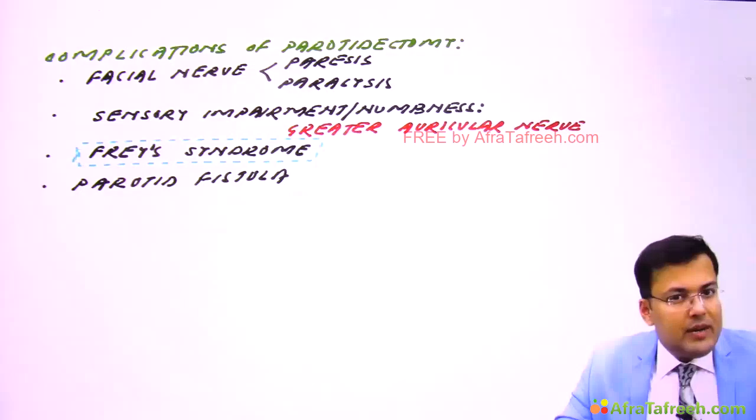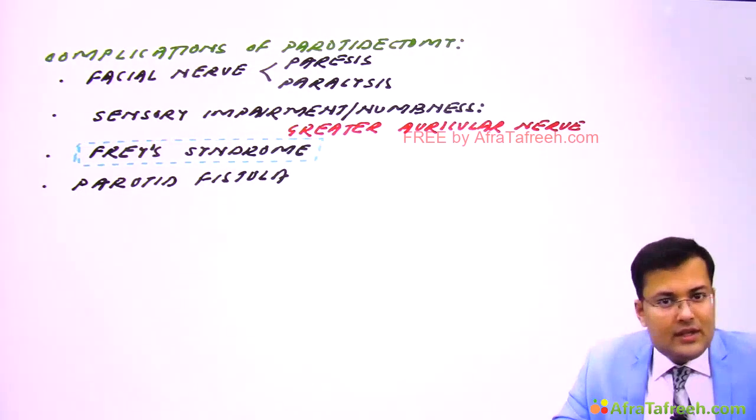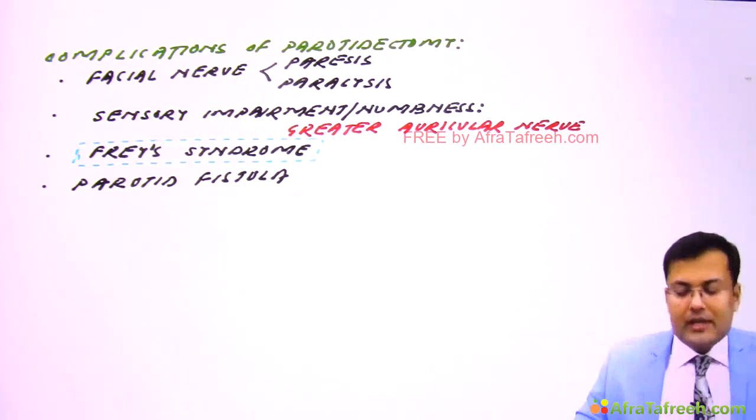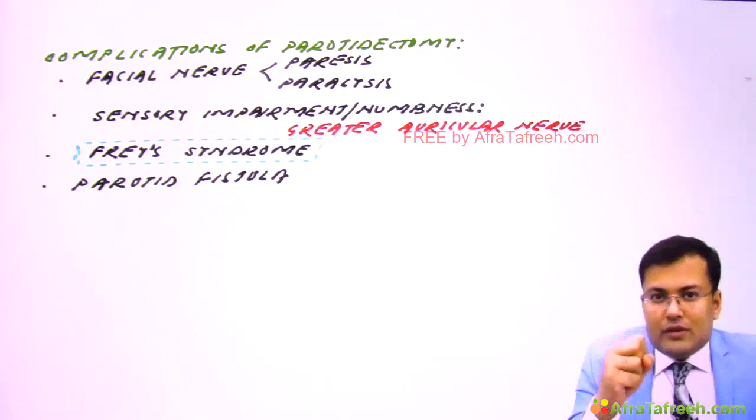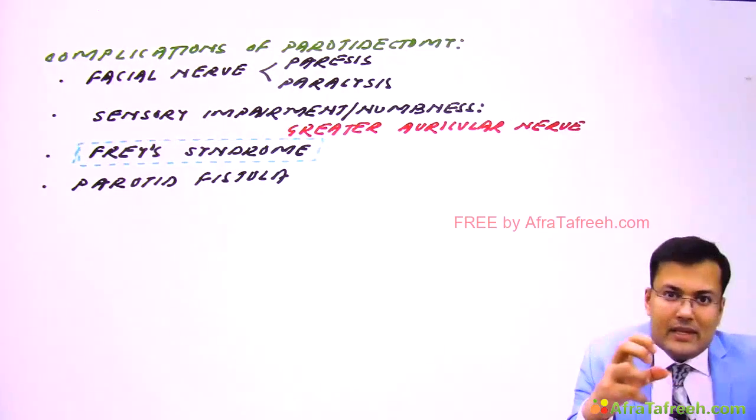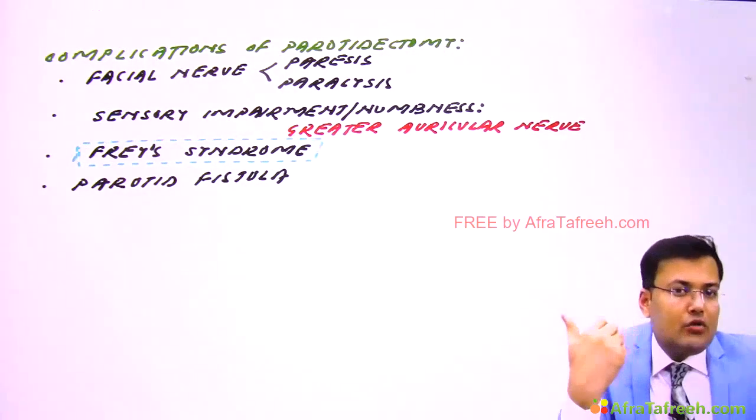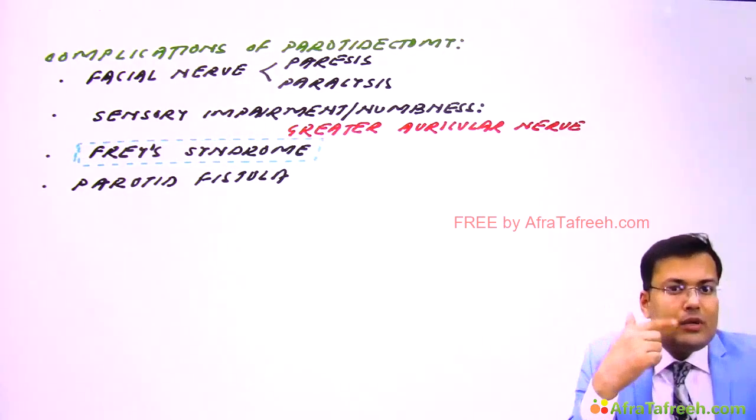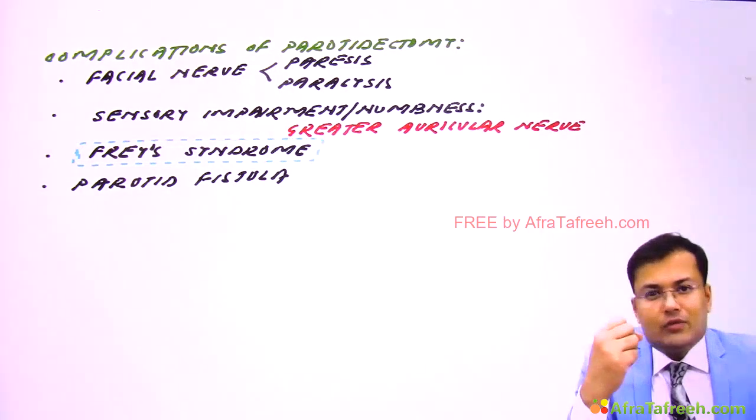What is the other name of Frey syndrome? It is also known as auriculotemporal syndrome, also known as gustatory sweating. So what is the problem here? See, for parotid, the secretomotor fibers are relayed via auriculotemporal nerve. Via parasympathetic system, the secretomotor fibers are going to parotid via this auriculotemporal nerve. And what happens? Sympathetic system is going to supply the cheek or the skin over the parotid, which is going to supply the sweat glands.